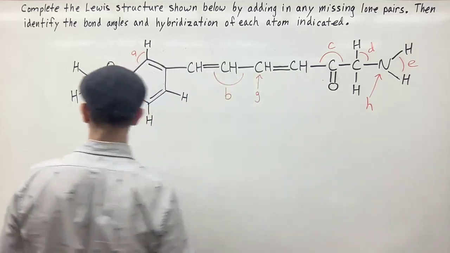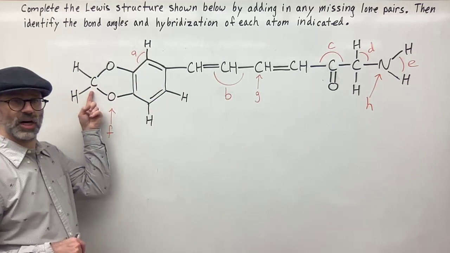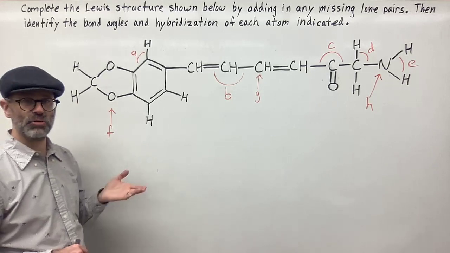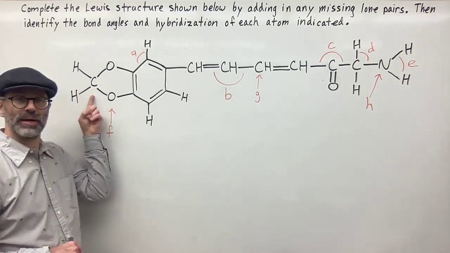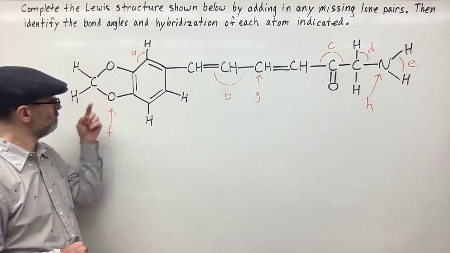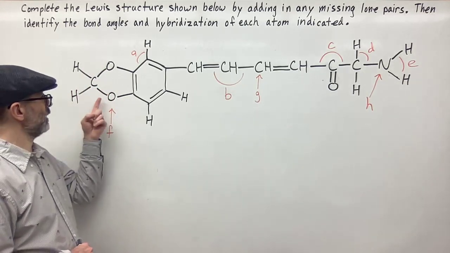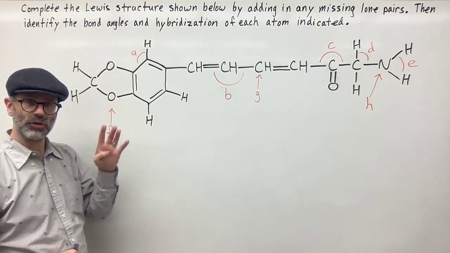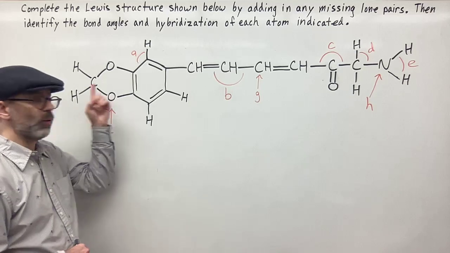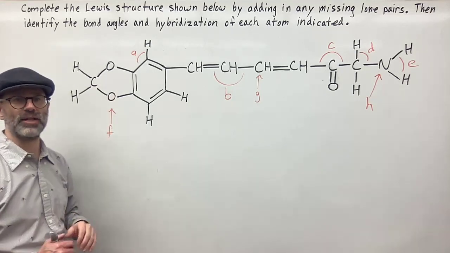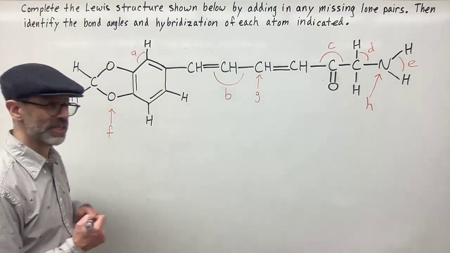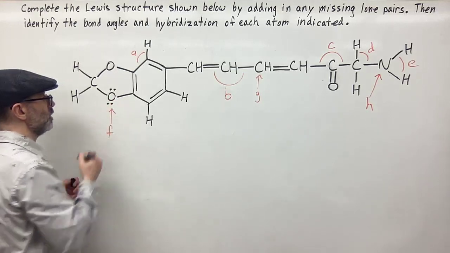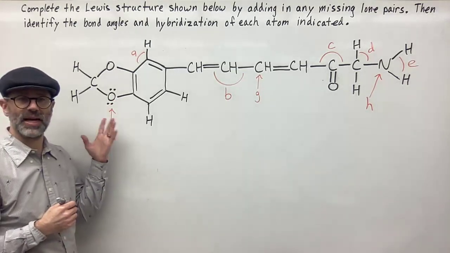Starting over here, this carbon has 1, 2, 3, 4 bonds. Each bond is 2 electrons, so this carbon has 8 electrons, so it has an octet. This oxygen only has 2 bonds, and there's nothing else, so that's 4 electrons total. But we want 8, which means it needs 4 more electrons. So we're going to add 2 lone pairs to this oxygen, and now the oxygen has an octet.